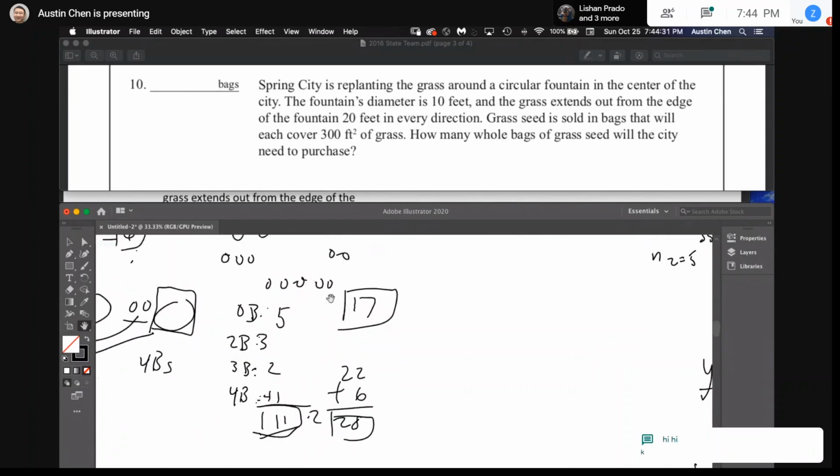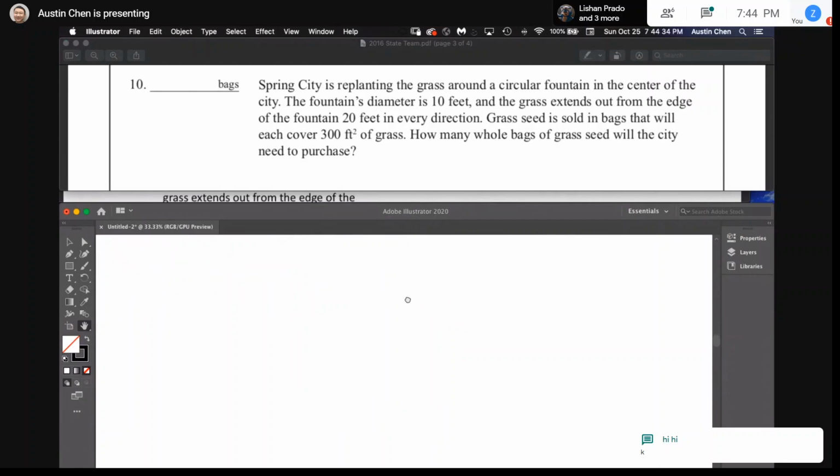All right. So now let's move on to number 10, our last question for team. Spring City is replanting the grass around a circular fountain in the center of the city. The fountain's diameter is 10 feet, and the grass extends out from the edge of the fountain 20 feet in every direction. Grass seed is sold in bags that will cover 300 feet squared of grass. How many whole bags of grass seed will the city need to purchase?